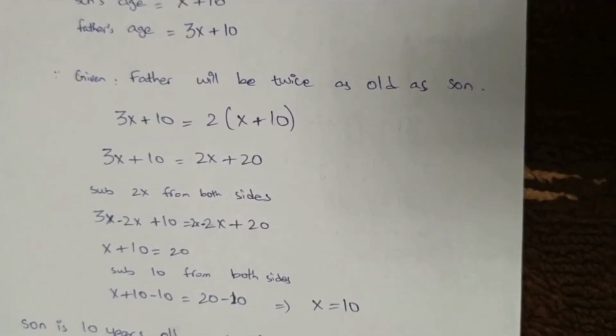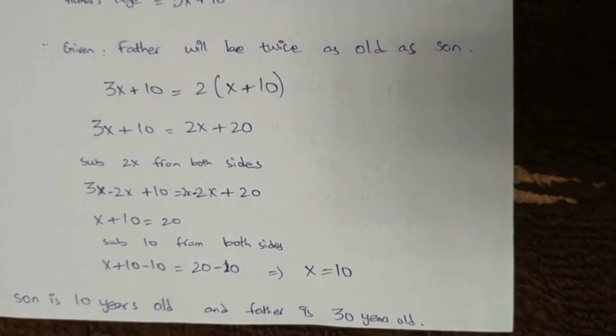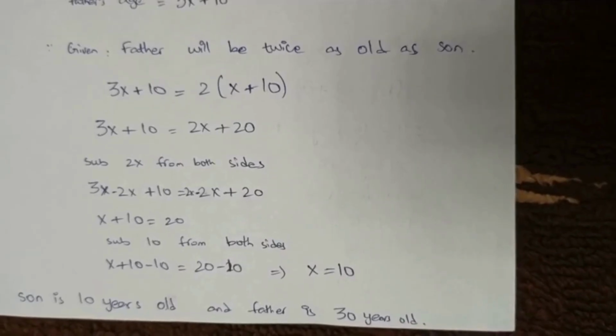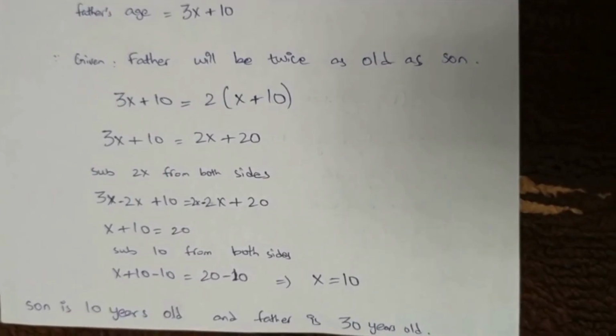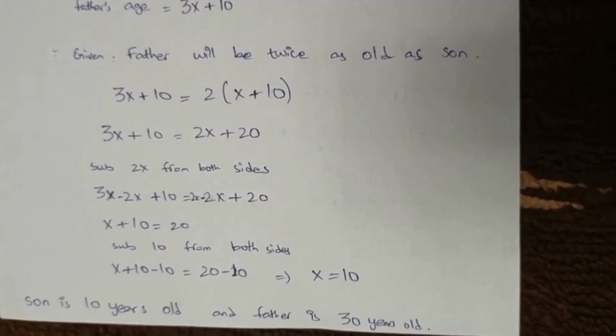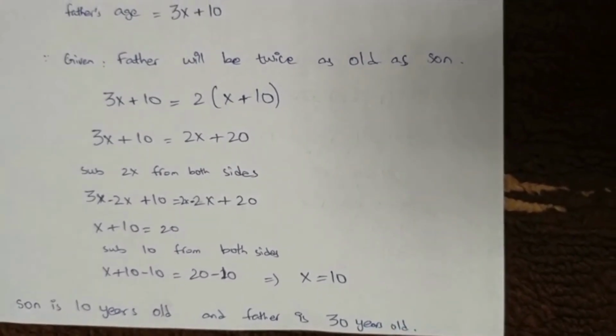I mean, we need only one variable over here. So son is 10 years old and father is 30 years old, because father was thrice of age of his son, right? As of right now.